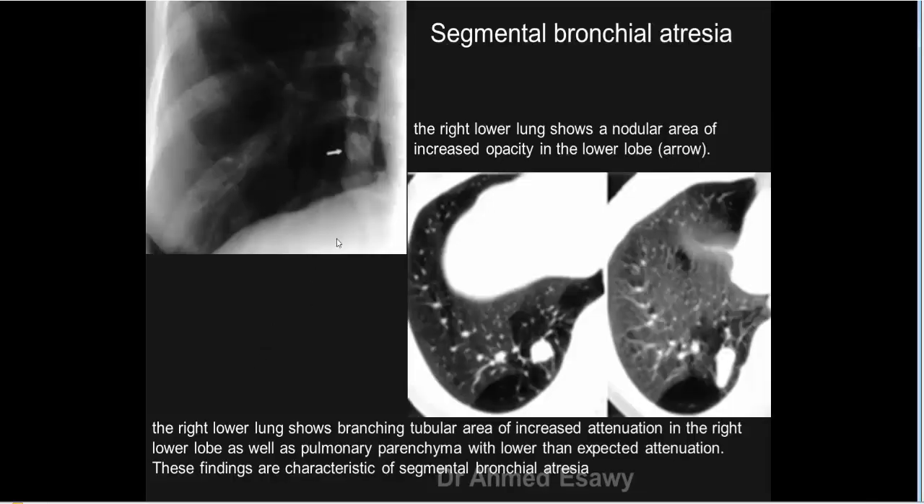Segmental bronchial atresia: the right lower lobe shows a nodular area of increased opacity. The right lower lung shows a branching nodular area of increased attenuation in the right lower lobe, as well as pulmonary parenchyma with lower than expected attenuation. This is characteristic of segmental bronchial atresia.